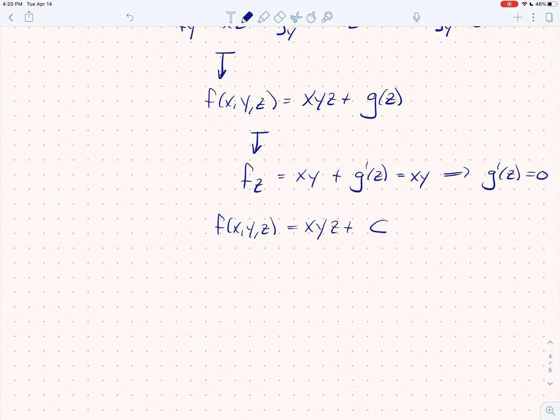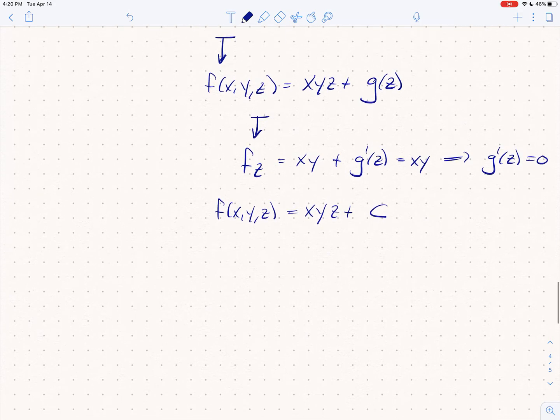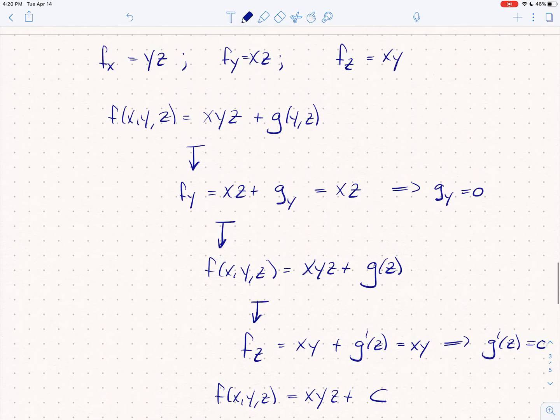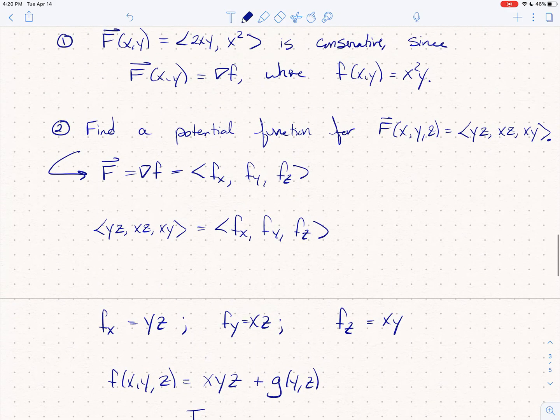I just have to pick one constant. I just need one potential function. So we can point out that f of xyz equals xyz is a potential function for our big F equal to whatever it was. Let's just copy it. I don't feel like rewriting it.